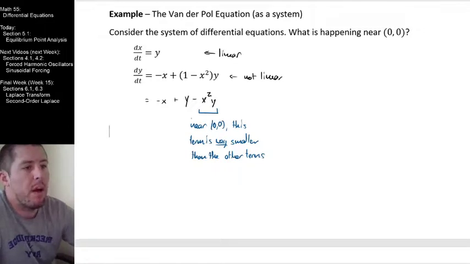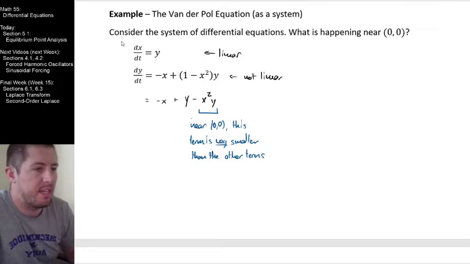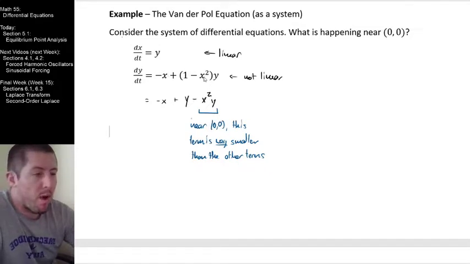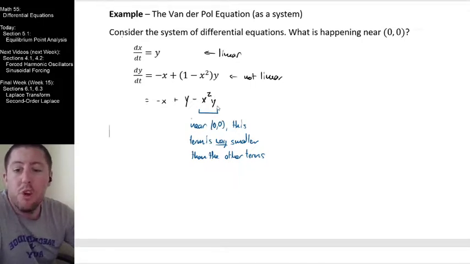Right? And just think about if x and y are 0.1 each, if that's our initial condition. Well, then dx/dt is going to be equal to 0.1. dy/dt is going to be negative 0.1. But this quantity over here, this x squared times y right here, that's going to be 0.1 cubed. That's going to be 0.001 right there, right? So that's a much, much, much smaller contribution to the overall value of dy/dt, and then the negative x and the positive y are contributing right there.